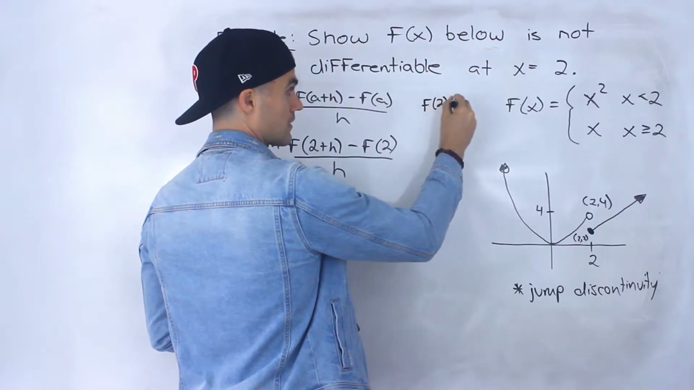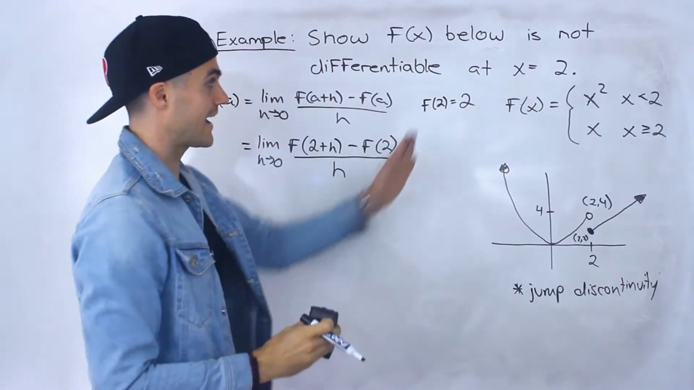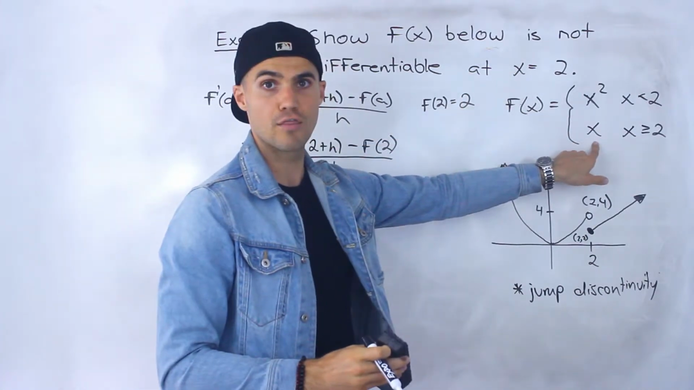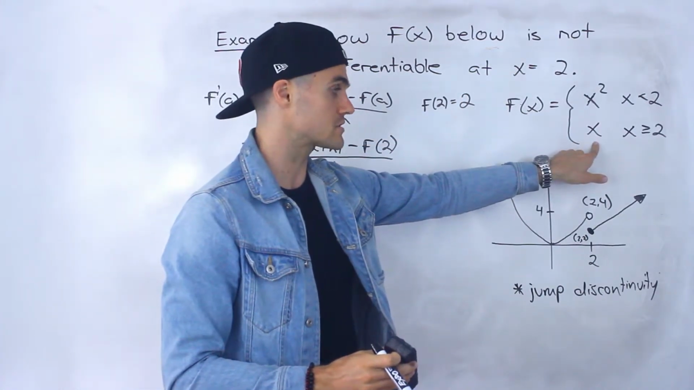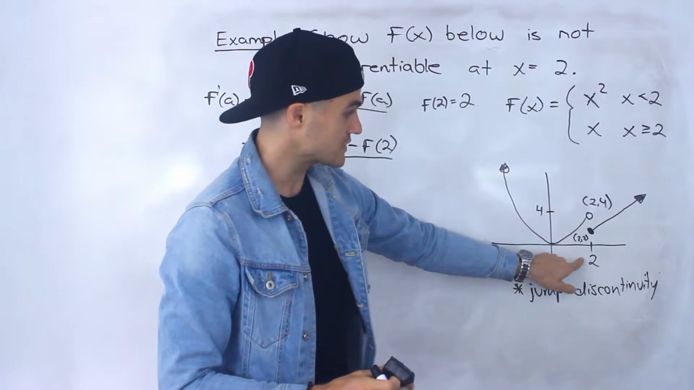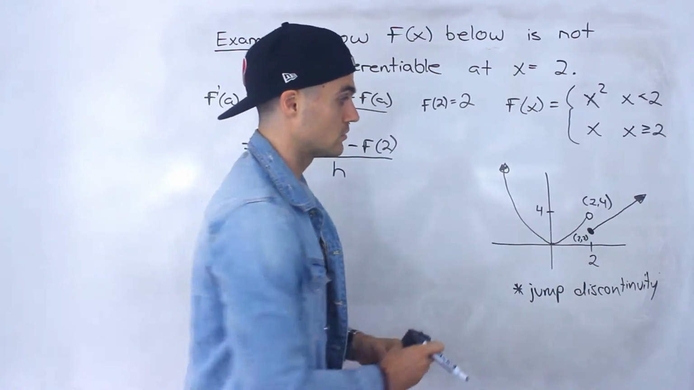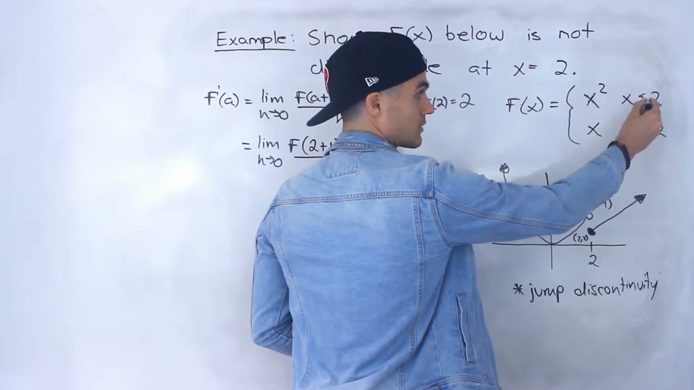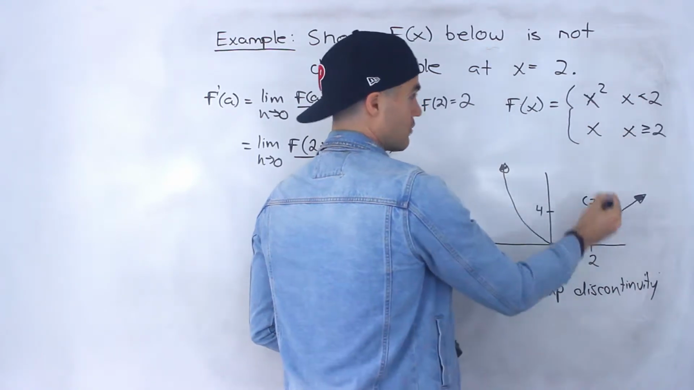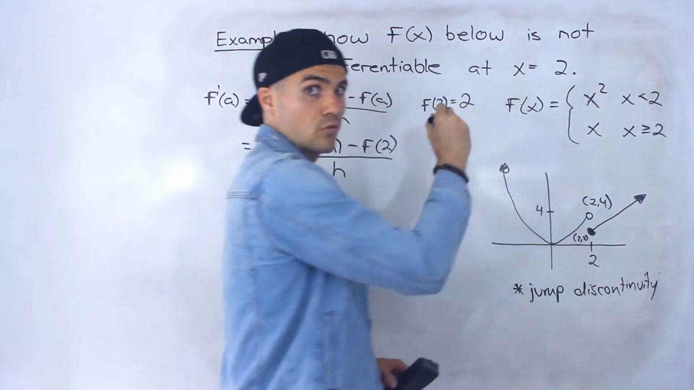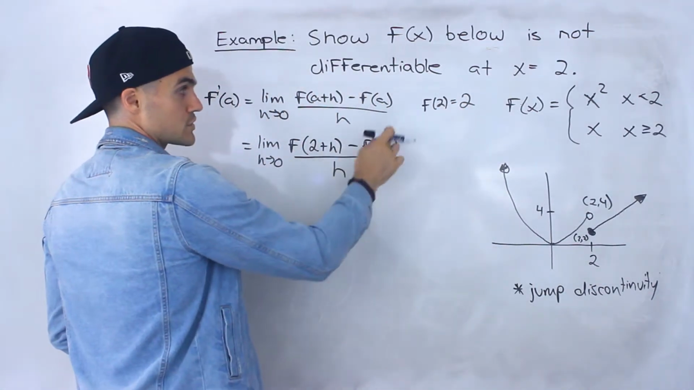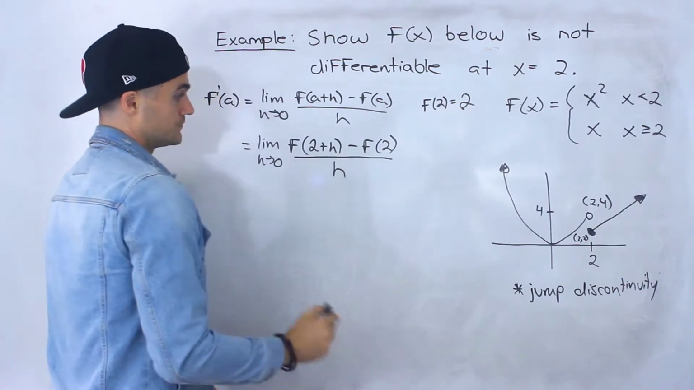So let me write that here. f of 2 is 2, right? At an x value of 2, this function here is defined by this piece, this y equals x. So at an x value of 2, the y value is 2 as well. If this was flipped over, if this was less than or equal to 2 and this was greater than 2, then the y value here would be 4. But in this case, it is 2. So we know f of 2 is 2.